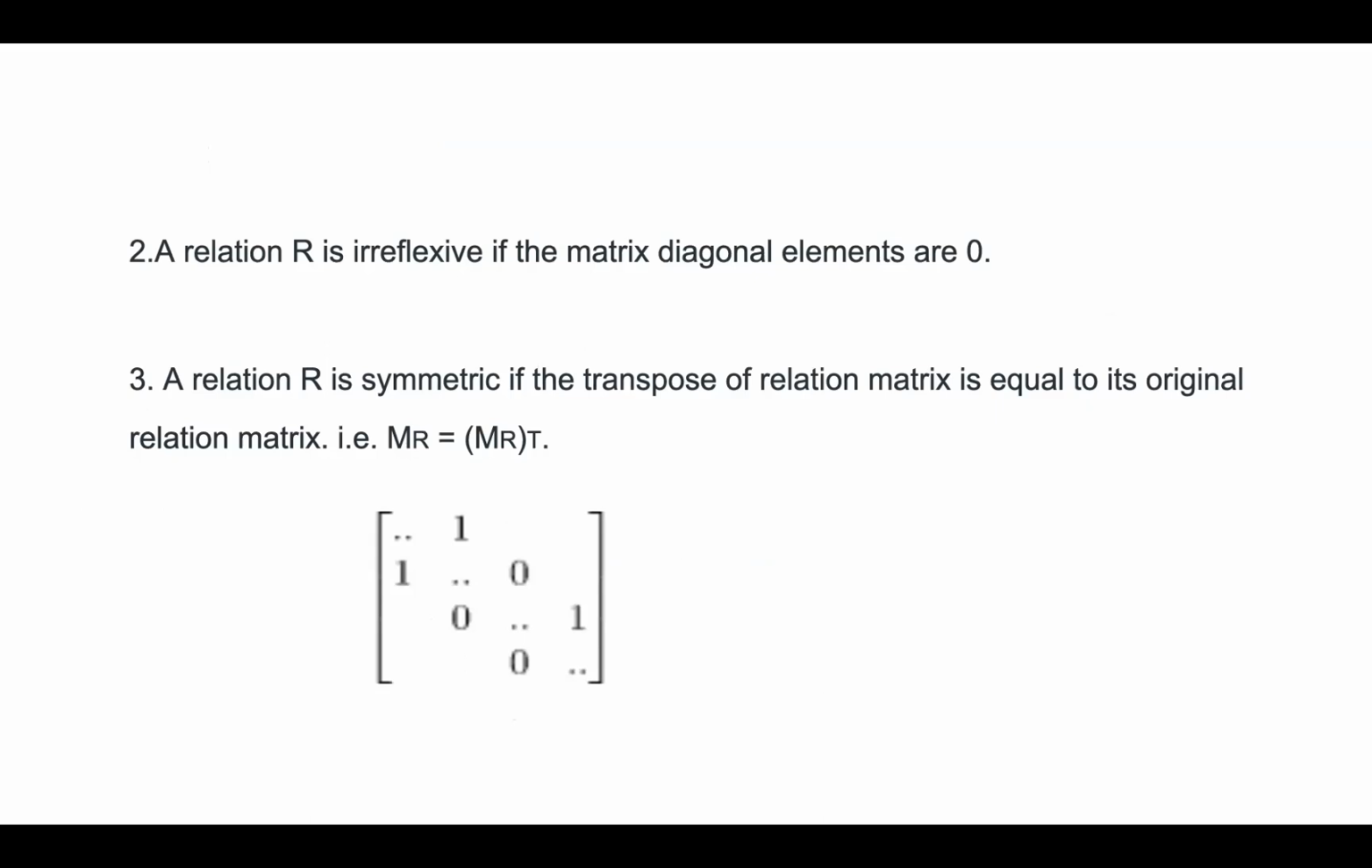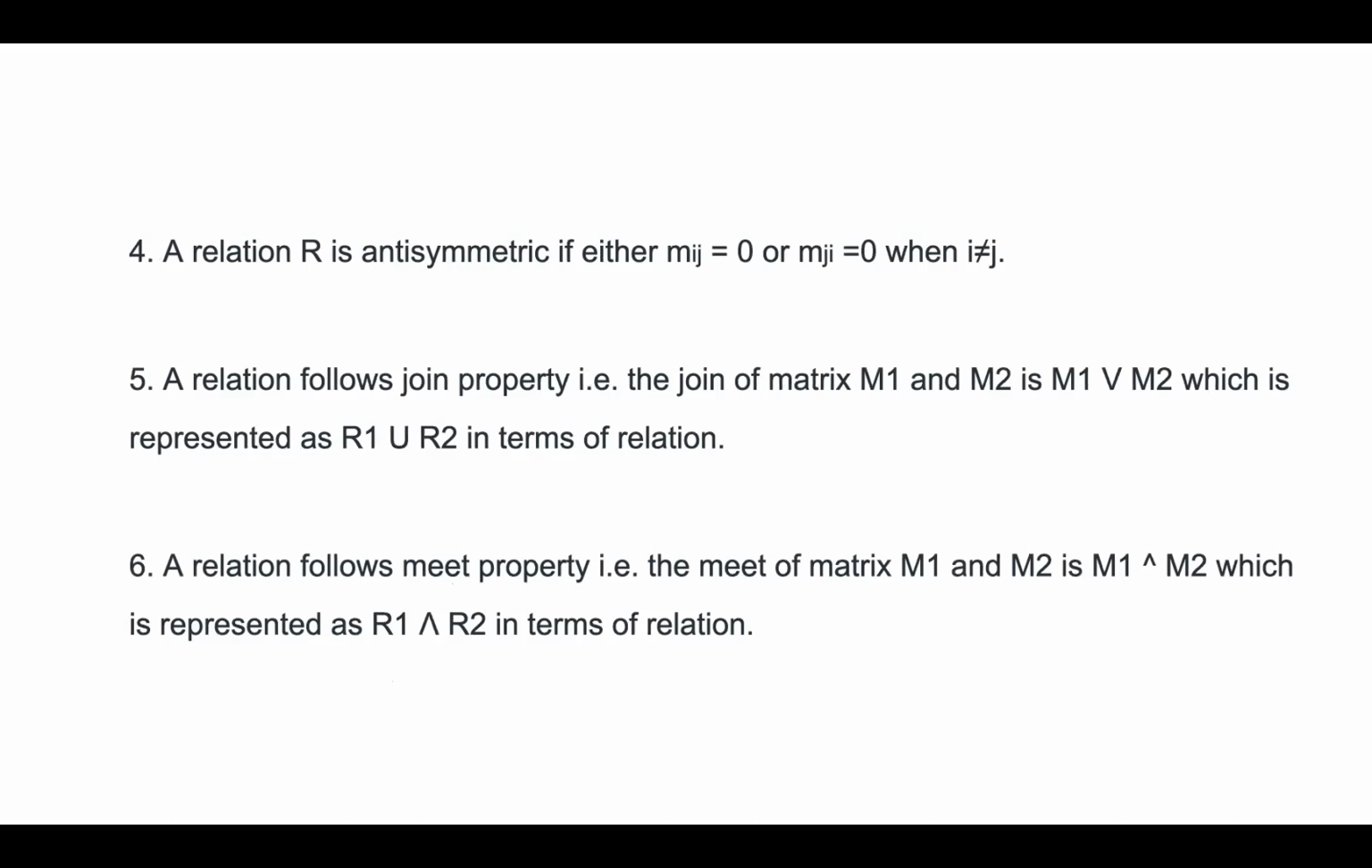Then a relation R is symmetric if the transpose of the relation matrix is equal to the original matrix. Means what? How is it symmetric? If we take the transpose of the matrix, it is same as the original matrix. Transpose means where we take our rows as columns and columns as rows. And if the original matrix and transpose matrix both are same, then the relation R is known as symmetric relation.